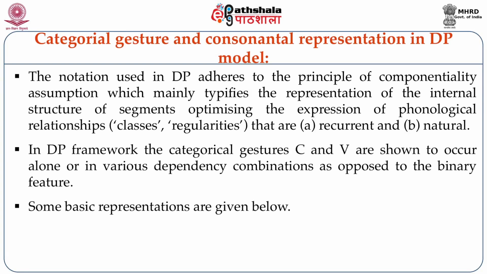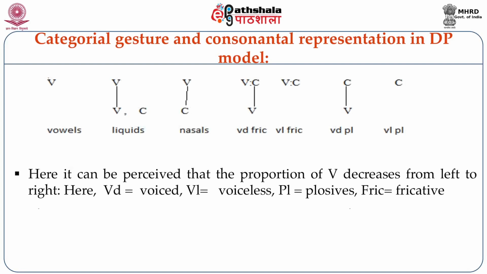If it is a vowel, there are certain properties; if it is a consonant, there will be different properties. Have a look at the consonantal representation in the DP module. Here V represents vowels and C represents voiceless plosives. In terms of the vowel components, we know vowels are the most sonorous segments and voiceless plosives are the least sonorous. If you look at the presence of the V components, you can be sure which is more sonorous and which is less sonorous.